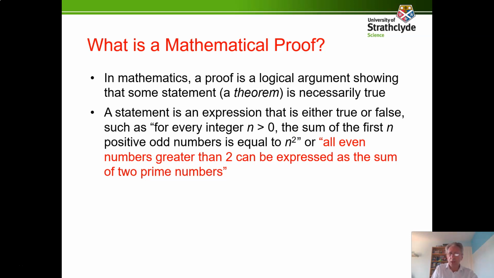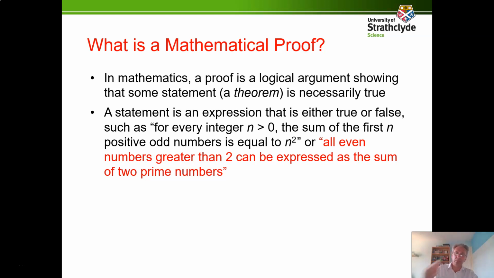This conjecture says all even numbers greater than 2 can be expressed as the sum of two prime numbers. So let's try it out. The first even number greater than 2 is 4. Can we express that as the sum of two prime numbers? Well, yes, we can. It's 2 plus 2. 2 is a prime number. We can use it twice. That's fine. The conjecture doesn't say that we can't do that. So 4 can be expressed as the sum of two prime numbers.